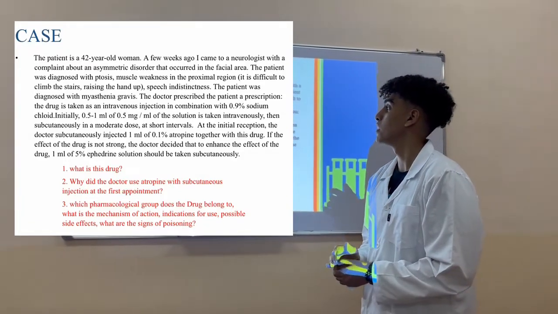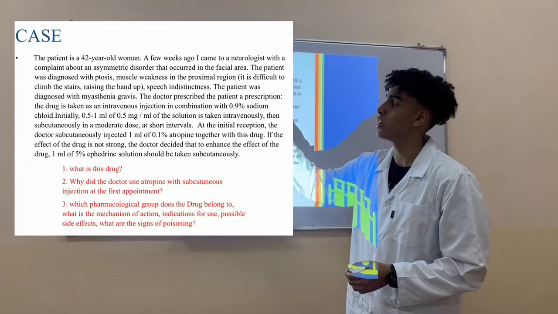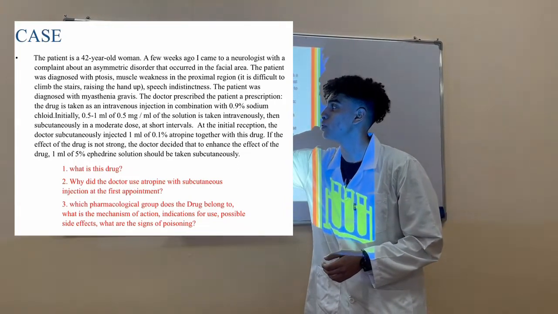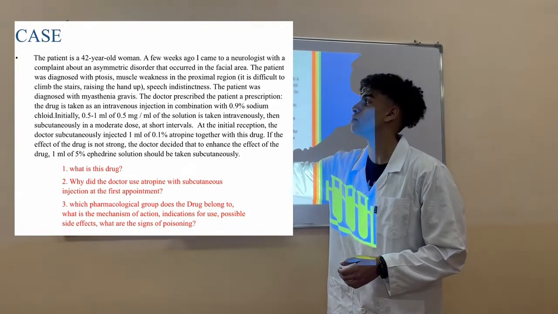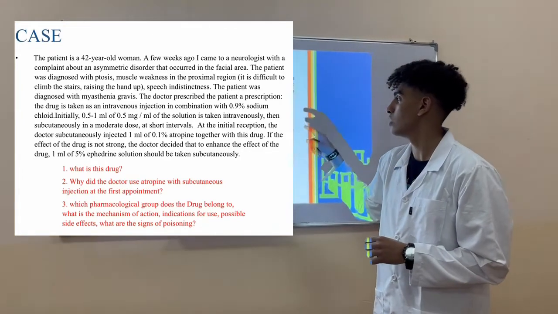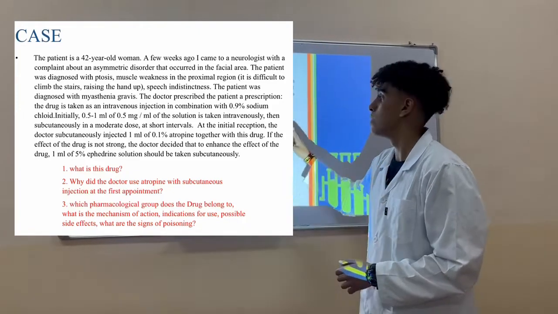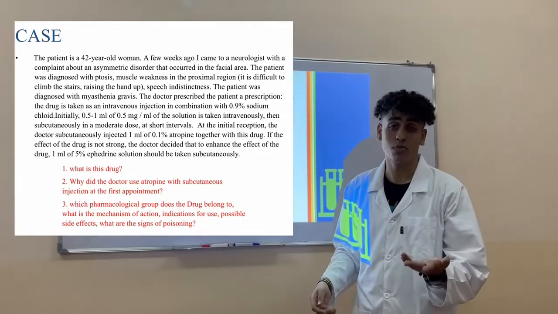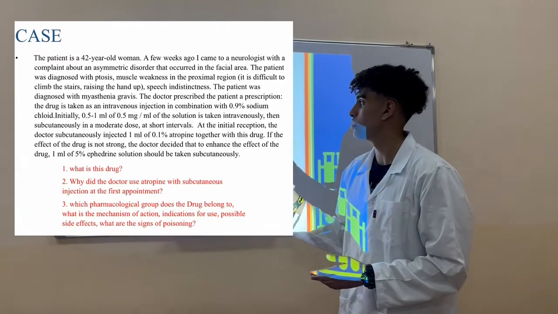It is combined with 0.9% sodium chloride, at 0.5 mg per milliliter, exactly for each one of them. The solution is taken intravenously, as we discussed about the intravenous injections. And then there is the subcutaneous route, which is also a type of injection, in a moderate dose, at a short interval.